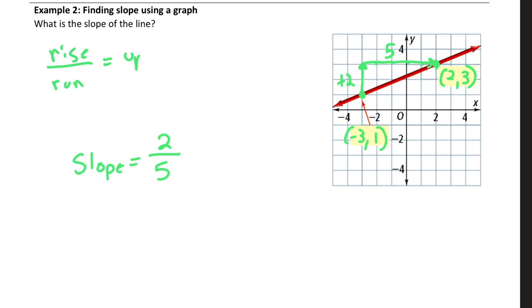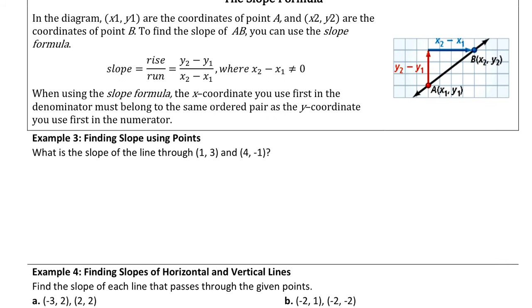So that's what I mean by rise over run. Go up or down first, then left to right. Always left to right. But whether your rise goes up or down depends on the slope being positive or negative. So moving ahead to the slope formula.